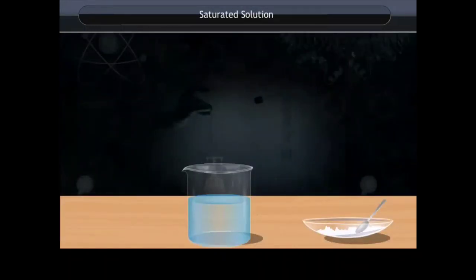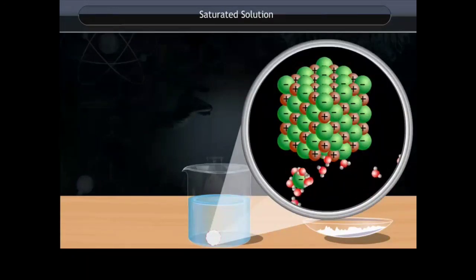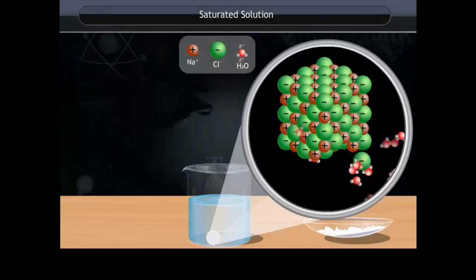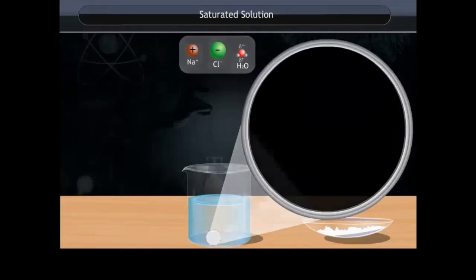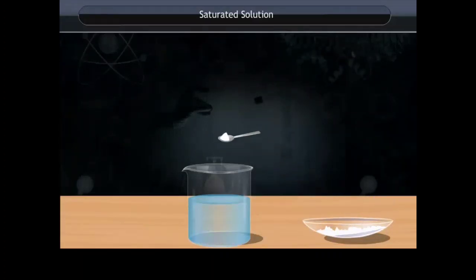Saturated solution. Take a beaker, a spoon, salt and water. Pour half a cup of water in the beaker. Add 1 teaspoonful of salt and stir it well until the salt dissolves completely. Again, add a teaspoonful of salt and stir well. Go on adding salt, 1 teaspoonful at a time, and stir.